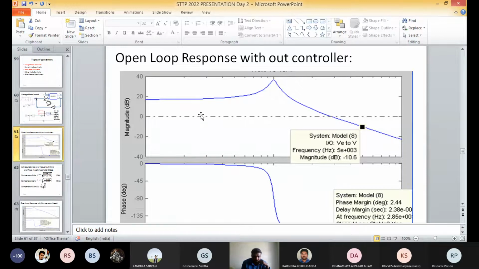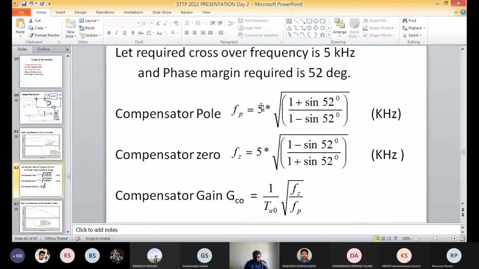This is the frequency response method. In this case, we draw the Bode plot. From the Bode plot, we observe the phase margin and the phase crossover frequency, and then we assume the phase crossover frequency and required phase margin. From that, we derive the values of the compensator pole, compensator zero and compensator gain.